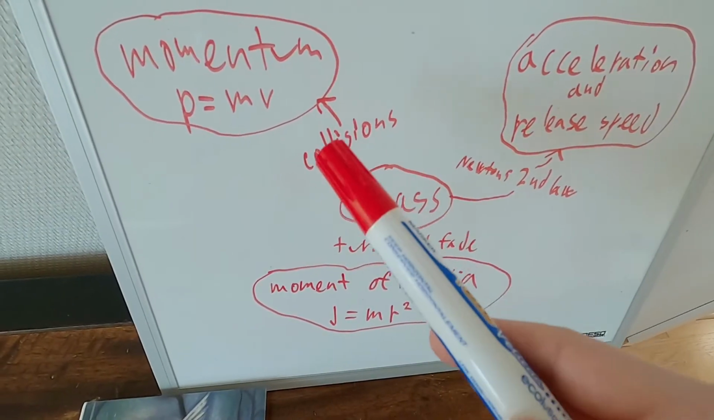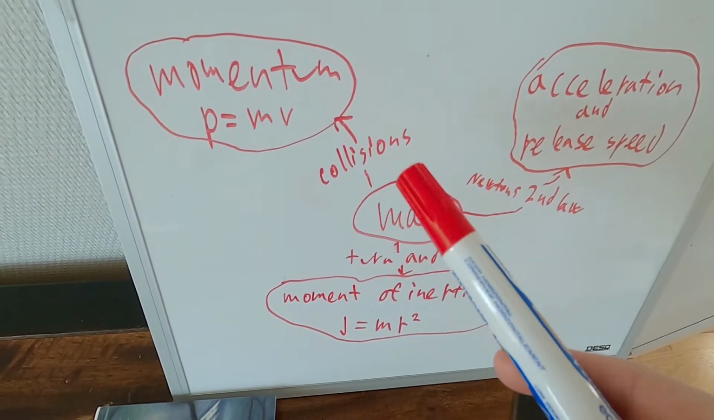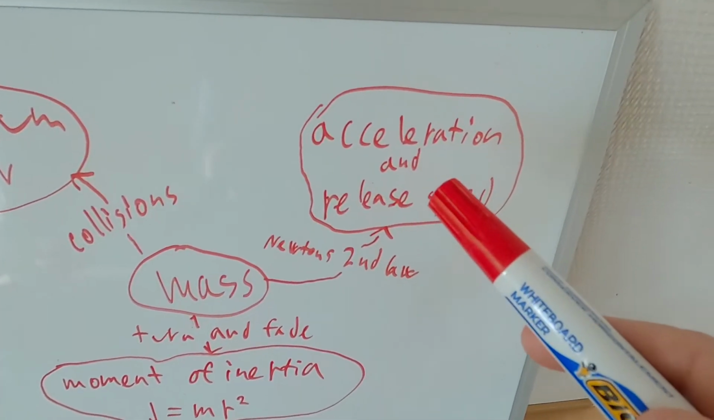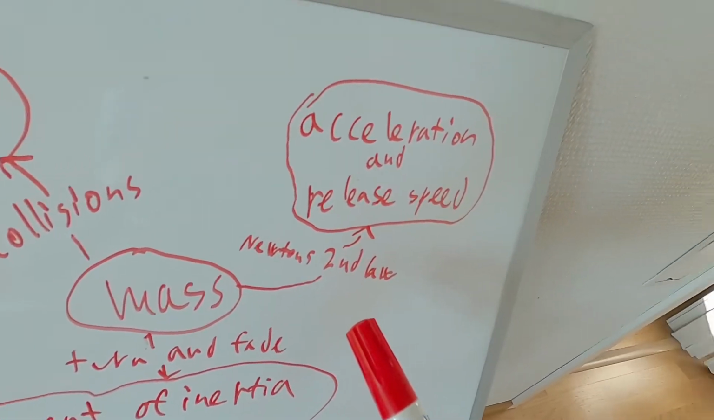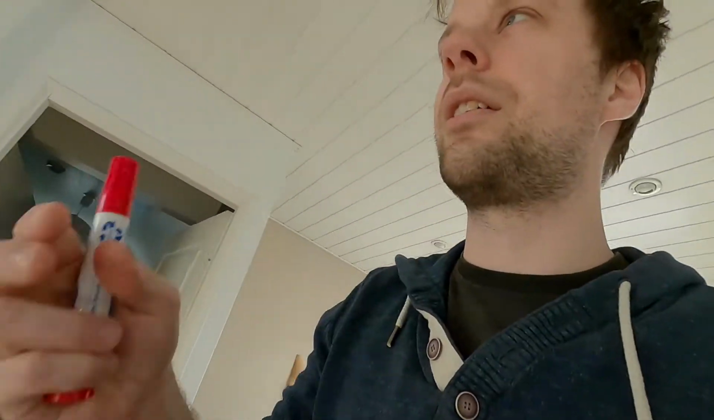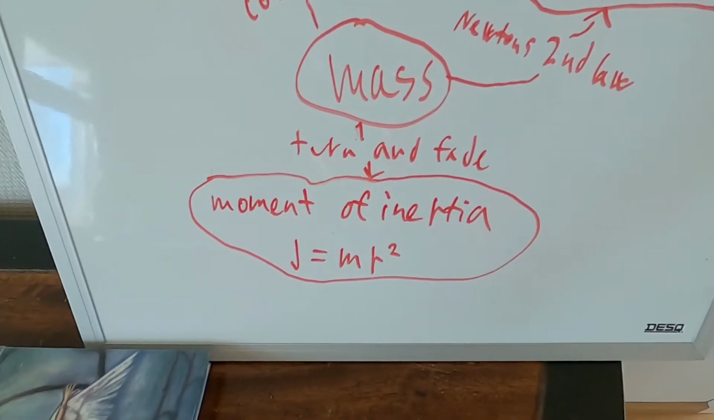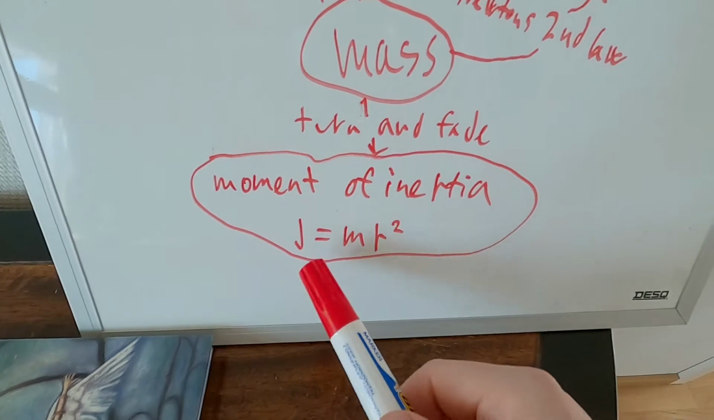We kind of used the example of collisions, these small collisions between disks and various objects. We talked about acceleration and release speed, and we used Newton's second law. And I still have one more thing, really an important concept related to mass. Moment of inertia. And this is kind of a tricky one.